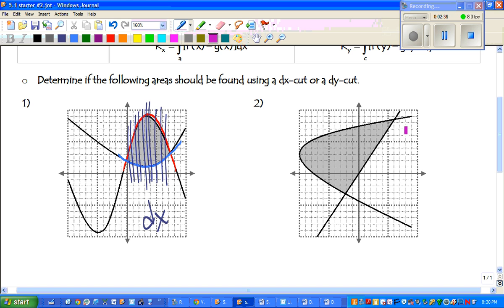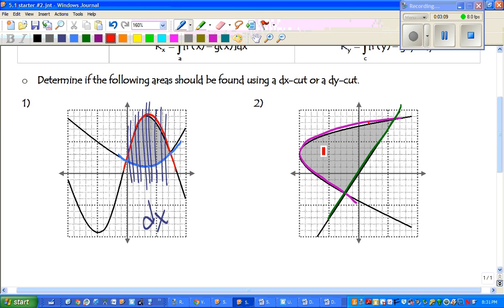For number two, we have two graphs here creating our shape, this purple one and this green one. In this case, it's not a dx cut. If you look here and use vertical lines, it doesn't always go through the same graph first and then the same graph second. Here, it's going through the purple graph and then the purple graph, but over here it goes through the purple graph and the green graph, so it's not going through the same thing throughout this whole interval. So it's not going to be a dx cut.